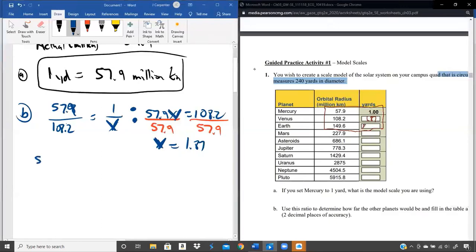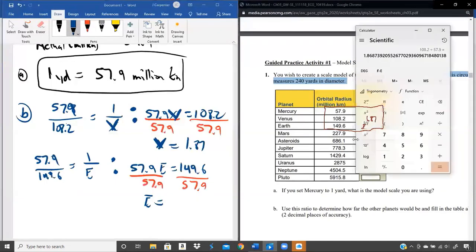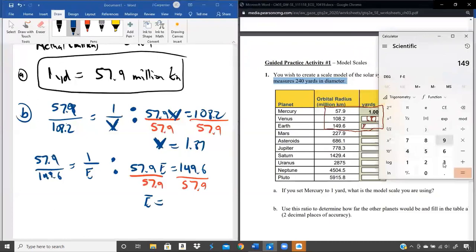So we got 57.9 over 149.6 equals 1 over E. Cross multiply, you'll get 57.9 E equals 149.6. Divide both sides by 57.9. You get that E is equal to, rounded to 2 decimal places... Come on, calculator, you're killing me. 149.6 divided by 57.9. And we get, does that answer make sense?